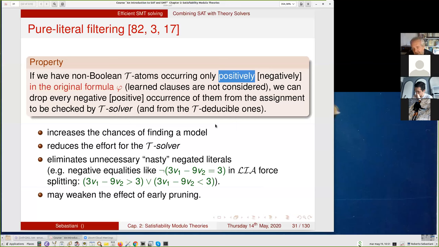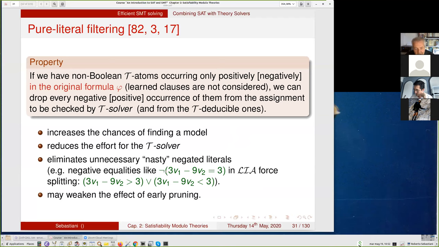Why is this useful? For many reasons. First, it increases the chance of finding a satisfying assignment. It gives less workload to the theory solver, in particular in cases where you have nasty negative literals. For instance, negative equalities in the integers are very bad to handle, because a negative equality in the integers has to be split into cases. If a term is different from zero, you have to split into two cases: term strictly smaller than zero and term strictly greater than zero. So this involves extra search.